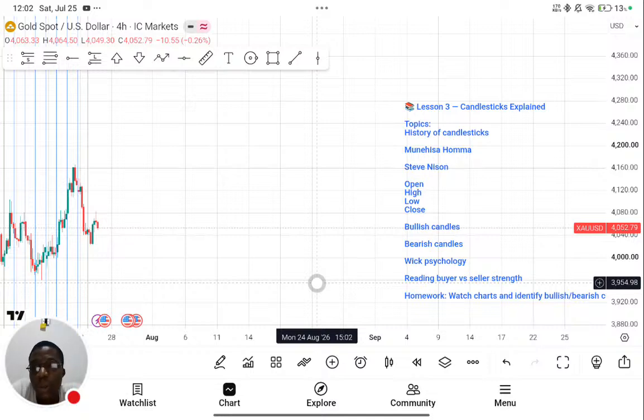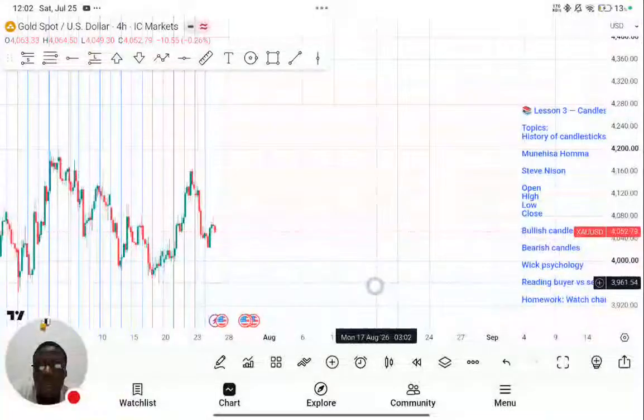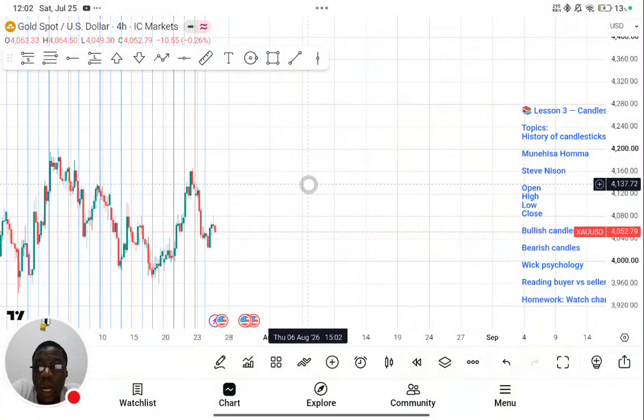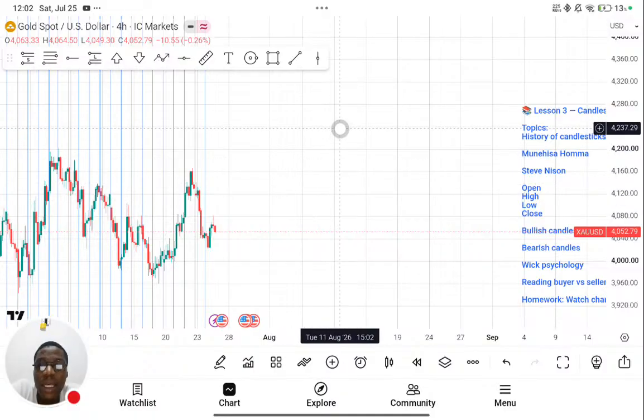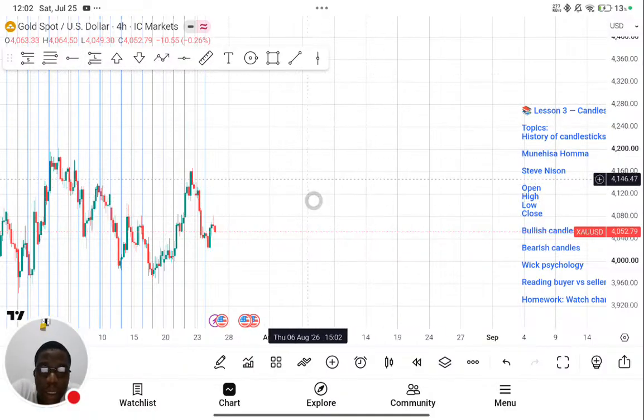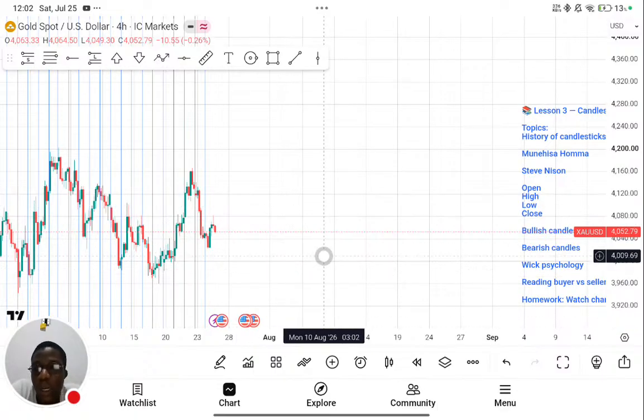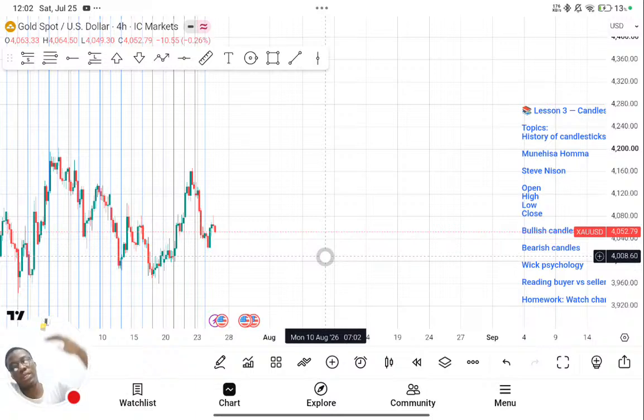So then what did he do? He found a way to track prices at different instances, their opening prices, their close, the highest they went, and the lowest they went for that particular session. So that's what a candlestick is. It captures the opening price, the closing price, the highest point, the lowest point, over and over again like that. That's what it represents.